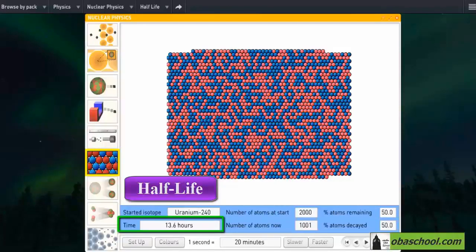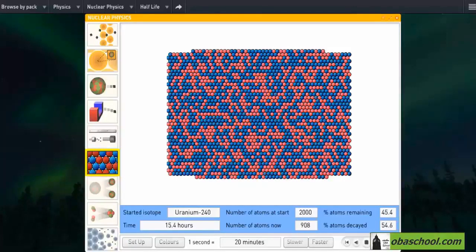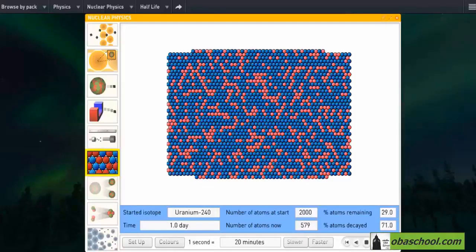If we continue, the number of atoms will keep on decreasing until we reach 25% of the atoms remaining, which is m over 4. This is equal to 500, approximately. So we can say that the number of atoms is now 500 after 1.1 days, which corresponds to half-life times 2. And this is the time it took to decay 75% of atoms.